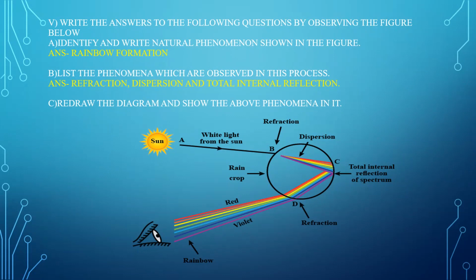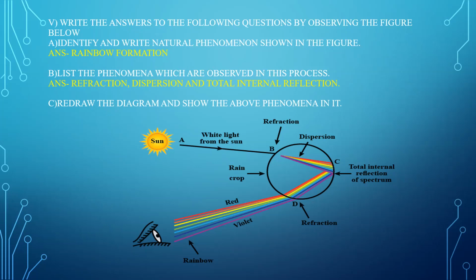Rainbow formation. We all know this circle is a raindrop, right? How a white light ray comes, first reflection takes place, then dispersion, then total internal reflection takes place, again refraction takes place, and this rainbow we can see with our naked eyes, right? So this is what a natural phenomenon is, that is rainbow formation.